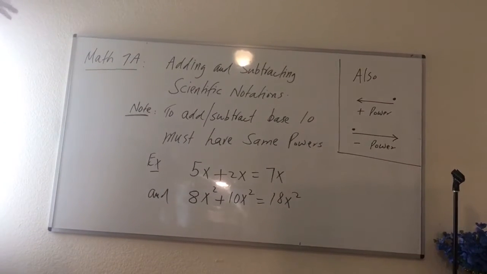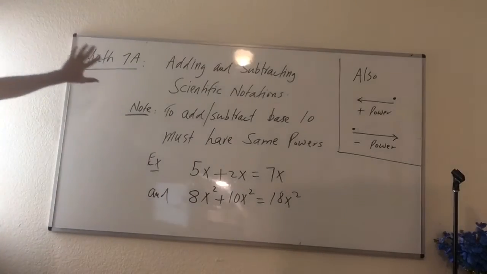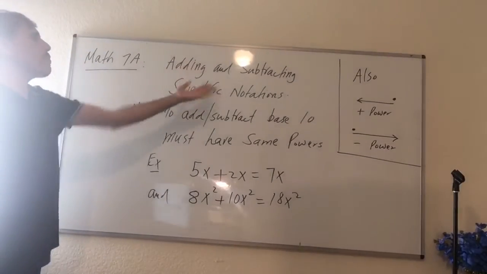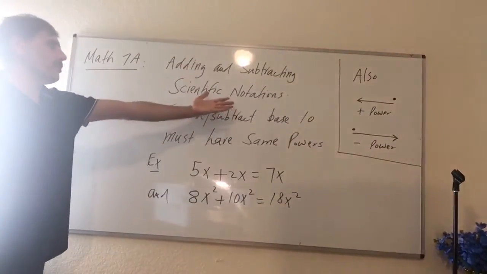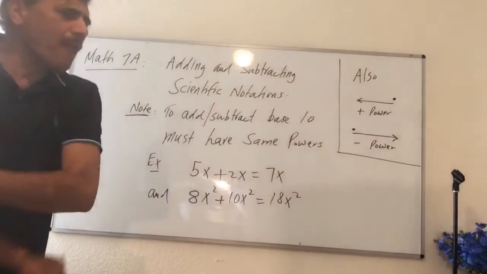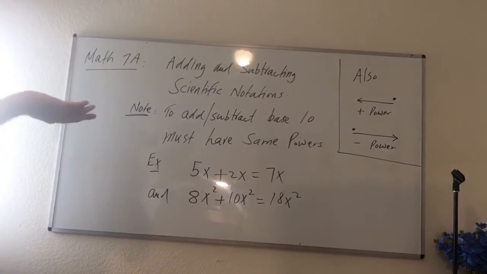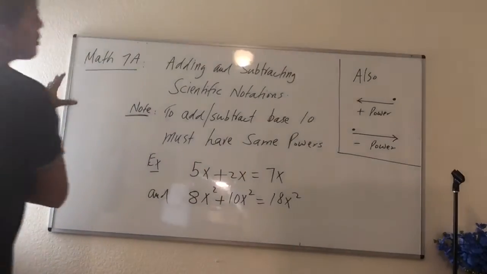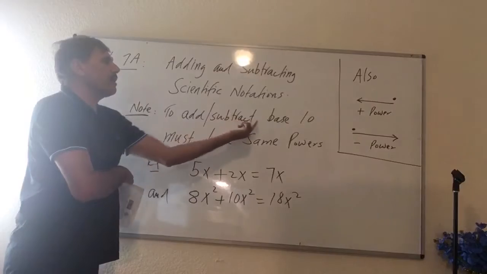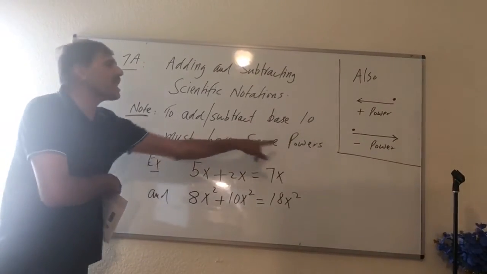The last section we're going to do is on this chapter, adding and subtracting scientific notations. So now, remember how we combine like terms? This is combining like terms in terms of base 10. So you must remember that to add or subtract, base 10 must have the same powers.